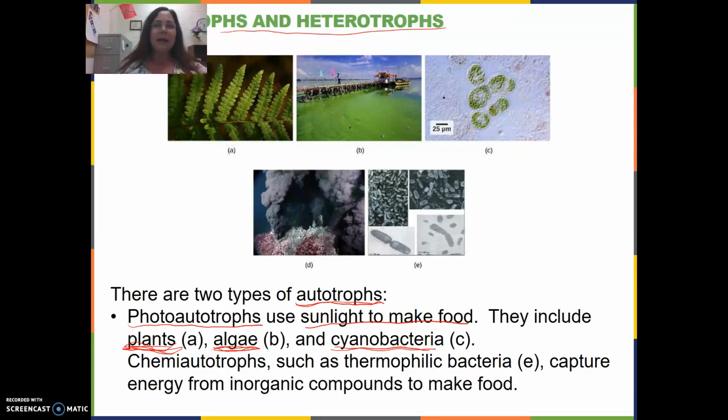And then besides photoautotrophs, there are other autotrophic organisms. There are chemoautotrophs. I've never heard it chemiautotrophs. I'm sure that I is supposed to be an O. I'm sorry.